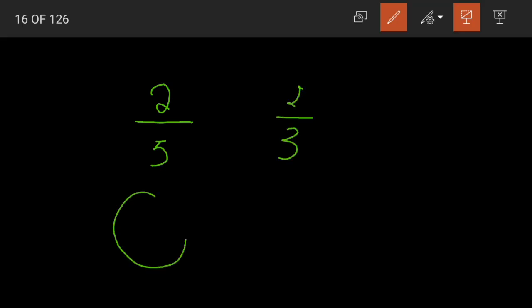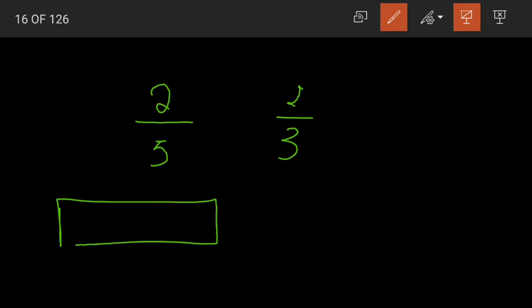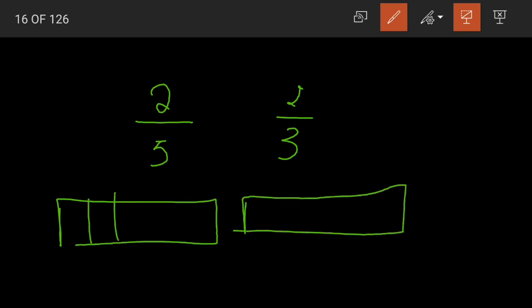If you want to understand it logically, let us say we have 2 by 5 and 2 by 3, children. How can we represent it diagrammatically? Let me draw a rectangle here, divided into 5 parts.